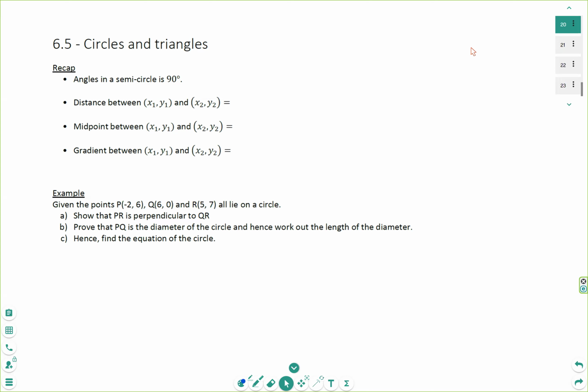So, a bit of quick recap. Angle in a semicircle is 90 degrees. We know that based on the circle theorem. And then the next three points, you have learned about distance, midpoint and gradient. Can I ask you to pause the video and write down the distance formula, the midpoint and the gradient learned from GCSE. When you're ready, press play.